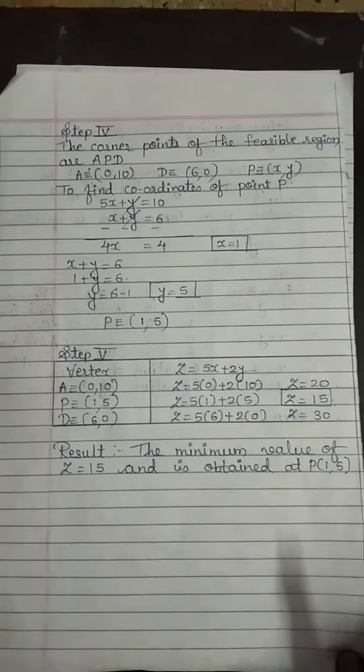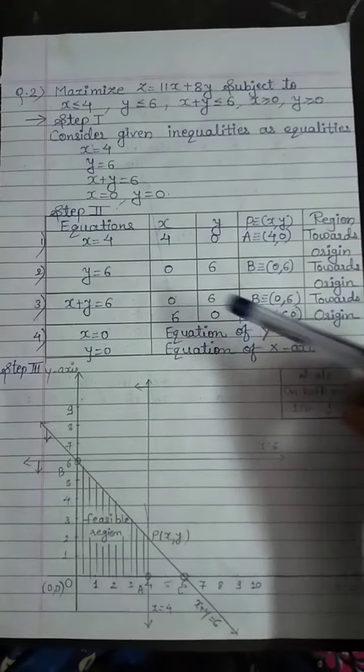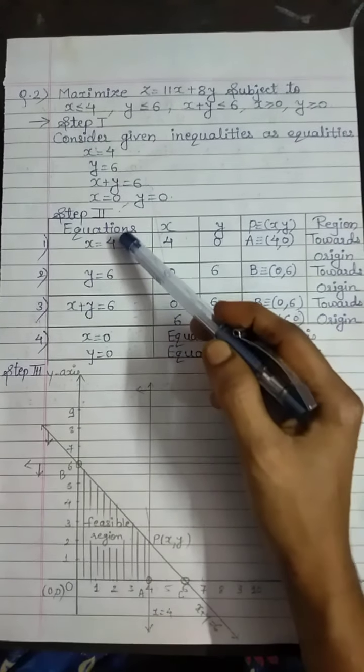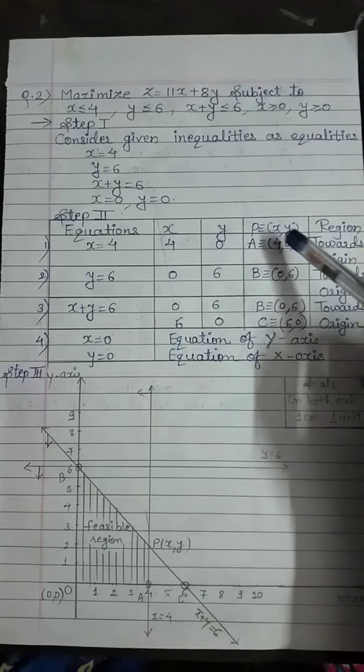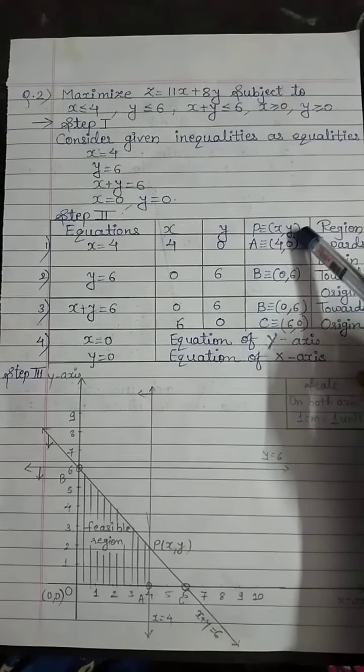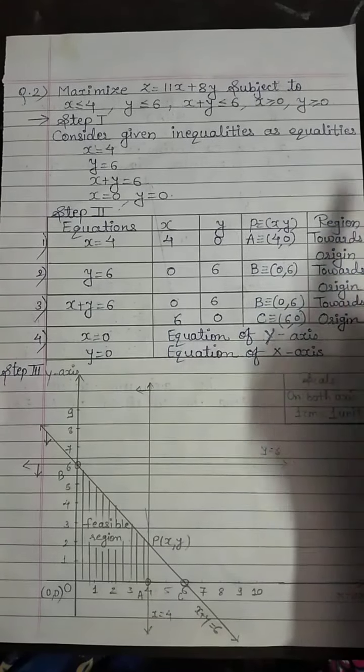Now step 1, consider the given inequalities as equalities. So the first equation will be x equals 4, then y equals 6, x plus y equals 6, x equals 0, and y equals 0. Now step 2, again we will construct the table exactly the same as we solved it in the previous question. So the first column will be equation, second x, then y, then coordinates P(x, y), and then region.